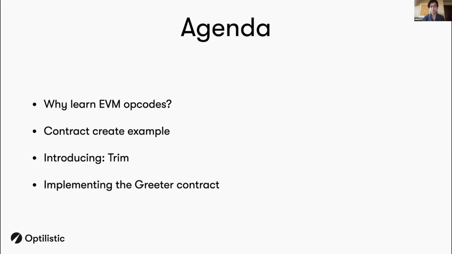So we're going to go over several things in this talk. First, we're going to go over why you should learn EVM opcodes as a smart contract developer. We're going to go over how to deploy a smart contract, or in other words, how to write opcodes for deploying a smart contract without Solidity. We're going to take a quick look at a little new language called Basm, and then we're going to implement a full smart contract using these opcodes.